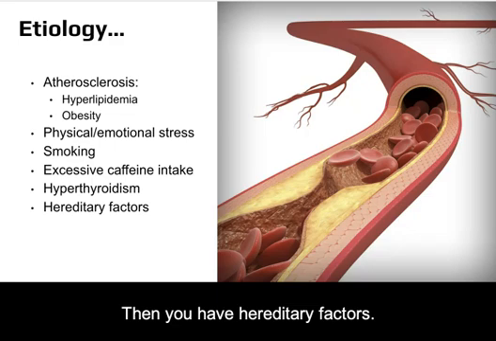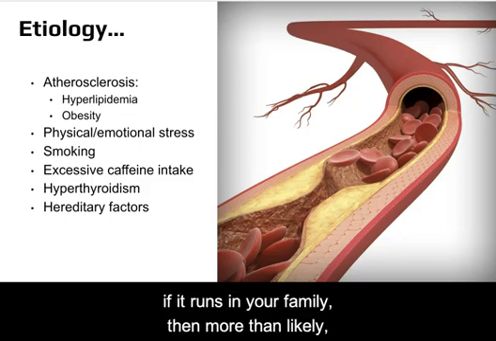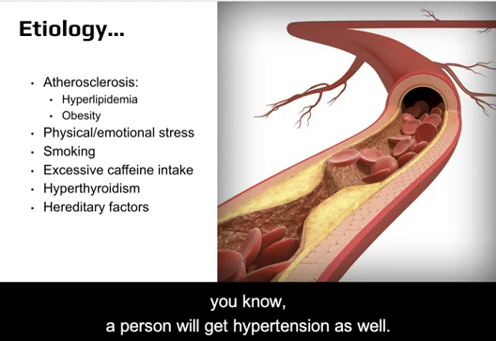Then you have hereditary factors. If you have generational high blood pressure, parents, grandparents, if it runs in your family, then more than likely, a person will get hypertension as well.